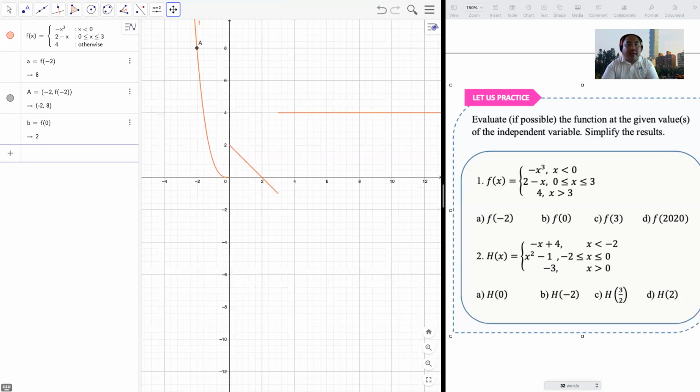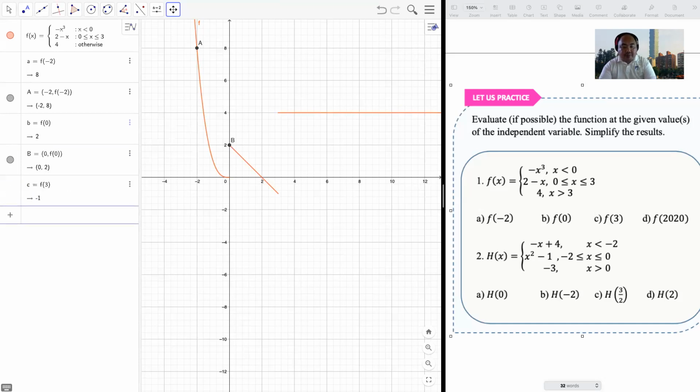Okay, 2. Why? Because we said, when x is between 0 to 3, including 0 and 3, the graph is that of 2 minus x. So 2 minus 0, that is 2. So if we graph that, 0, f of 0, you will get 2. Okay. How about when x is 3? So what is f of 3, sir?